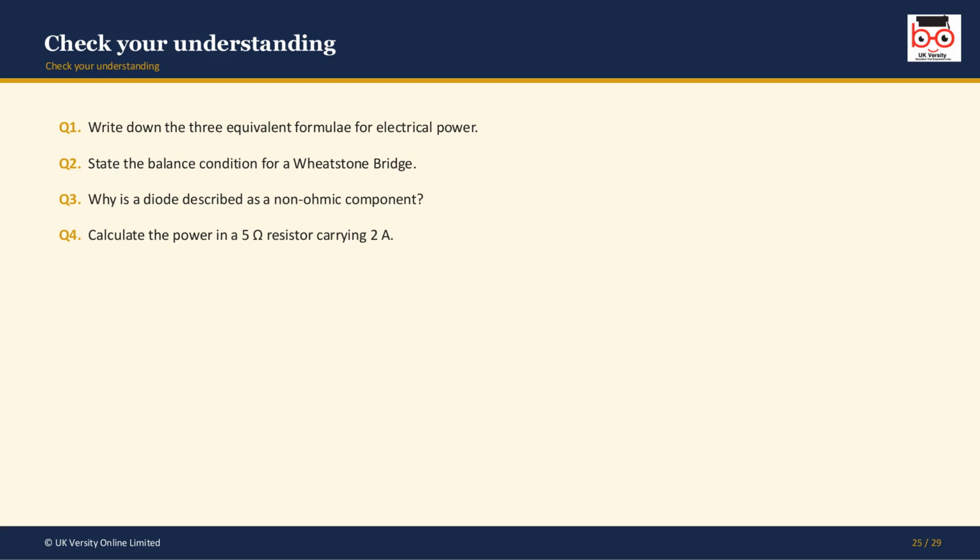Time for another quick check. Can you write down the three equivalent formulae for electrical power? Can you state the balance condition for a Wheatstone bridge? Why do we describe a diode as non-ohmic? And to finish, work out the power in a 5-ohm resistor carrying 2 amps. Take a moment with those.